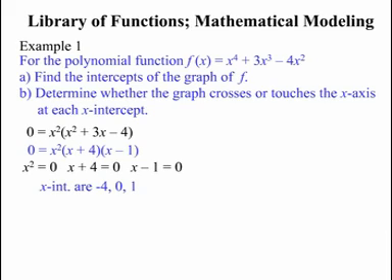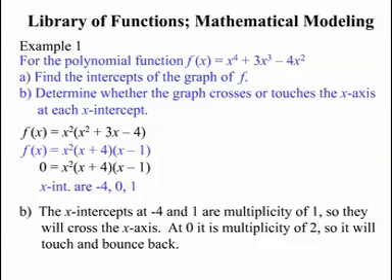Now we're asked to determine whether the graph crosses or touches the x-axis at each x-intercept. Well, if the x-intercept has a multiplicity of 2, like the 0 does, then it's just going to touch and bounce back. If it just has a multiplicity of 1, it will just cross. So at negative 4 and 1, they will cross the x-axis. At 0, it is multiplicity of 2, so it'll come up, bounce back, and then go wherever it was going.